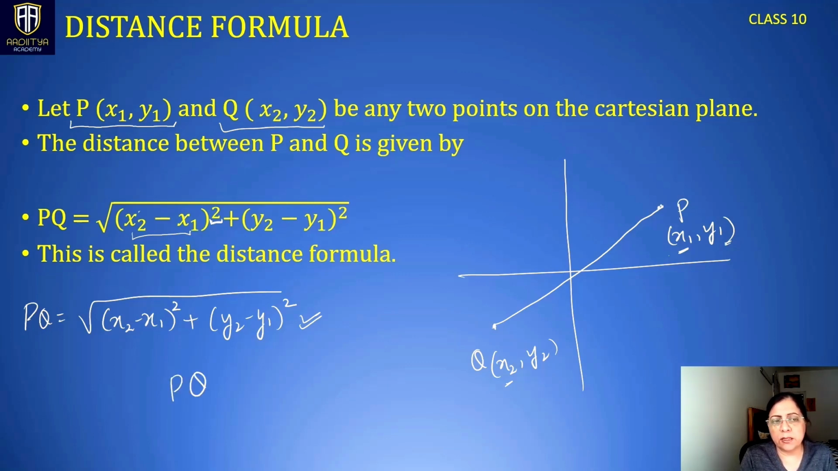See, if it is PQ, always subtract the coordinates of the first point from the second one. Like here we have x2 minus x1. This is x2, y2. So try to maintain this balance initially so that you are not mistaken. Otherwise, calculation mistakes are very common in this chapter. So x2 minus x1 means you have to subtract the coordinates of the first point, first letter, from the second letter. This way, uniformity can be maintained while solving the questions.